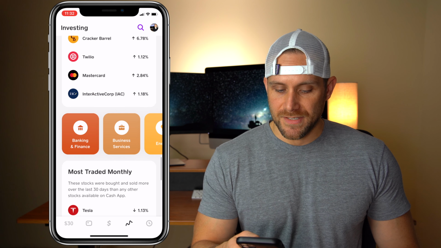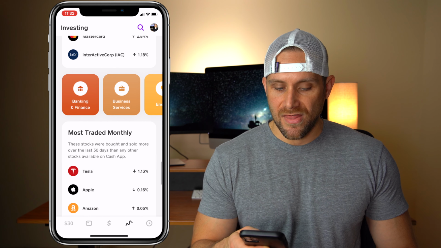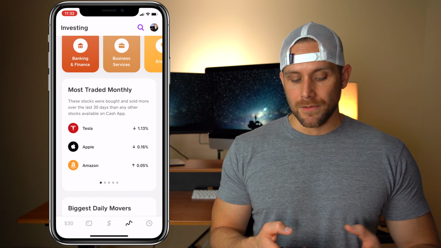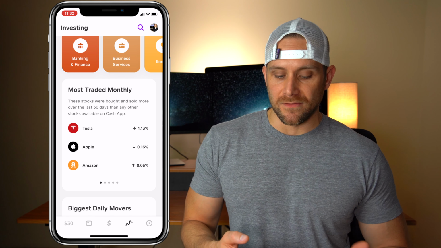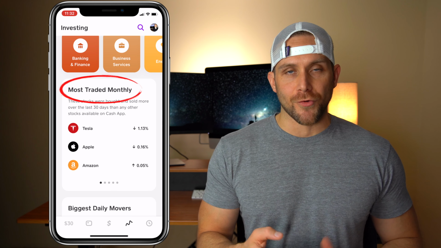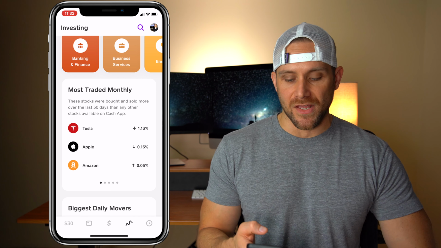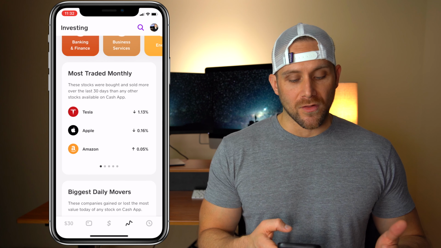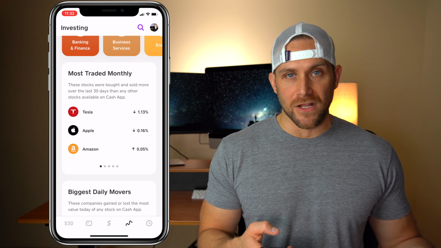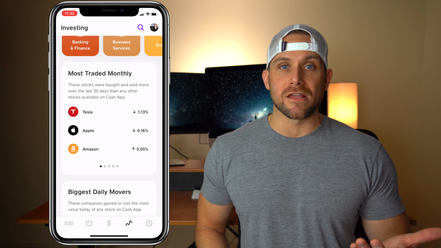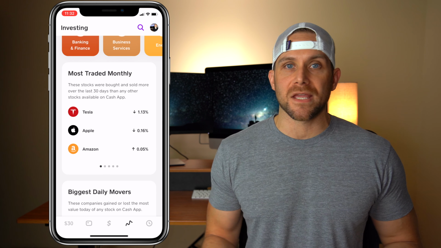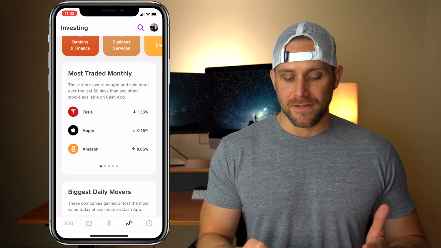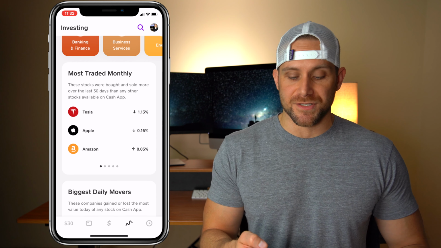So I can keep scrolling down, and then below that, Cash App gives you some details on some stocks that have been moving lately. So most traded monthly. I really like this feature that they show you. Here are the stocks that were bought and sold more over the last 30 days than any other stocks available on Cash App. So you might want to get an idea of, hey, what are some big movers on the Cash App investing stock platform, because it might be a company that you want to purchase at some point.